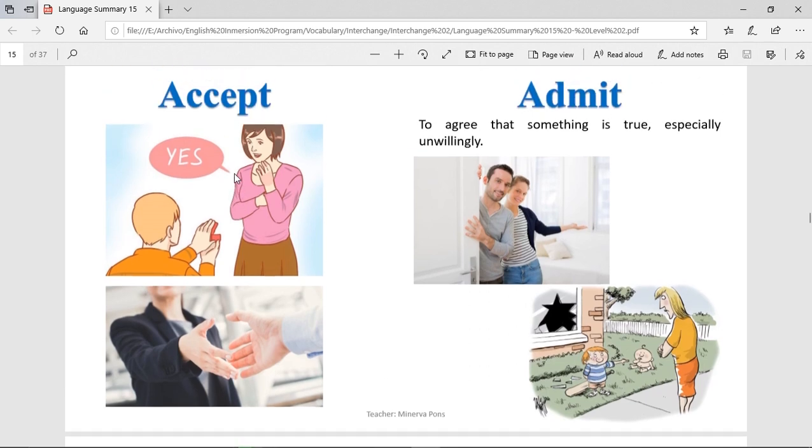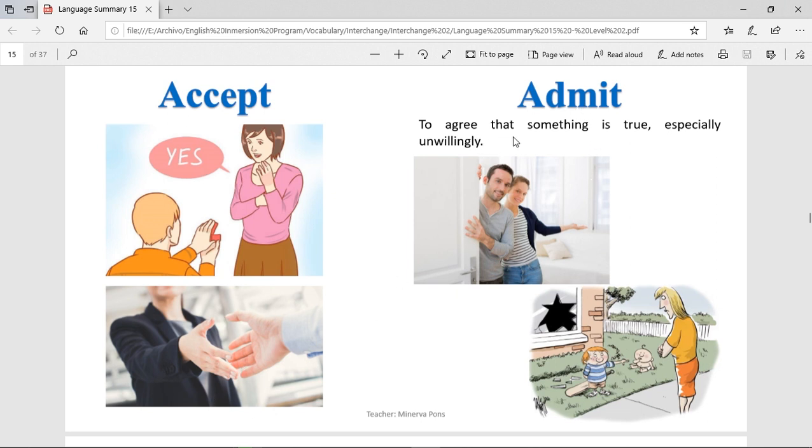Accept. When you accept something is when you agree and you say yes to the proposal of the person. He's proposing to her to marry him and she's accepting by saying yes. Or maybe you're dealing with a contract and you're accepting when you shake hands.